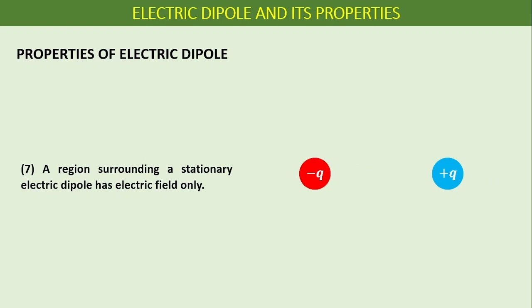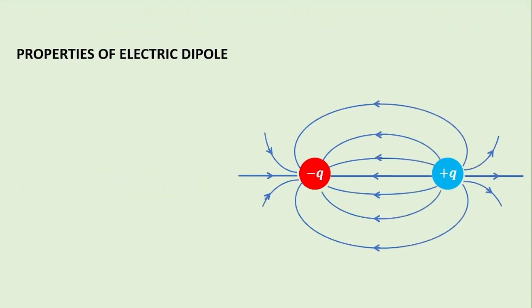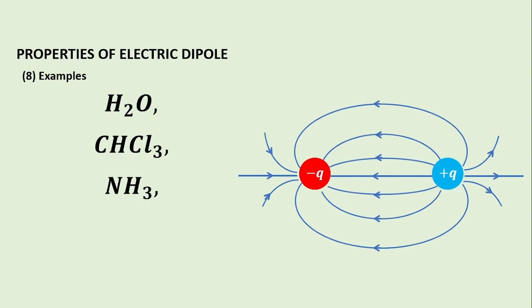A region surrounding a stationary electric dipole has electric field only. Examples: H2O, CH3, CHCl3, NH3, HCl and CO. Look here, you have different atoms of the molecule, which mostly constitute a permanent dipole with permanent dipole moment.